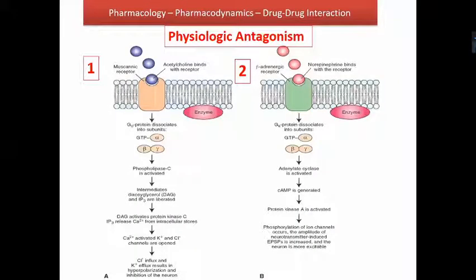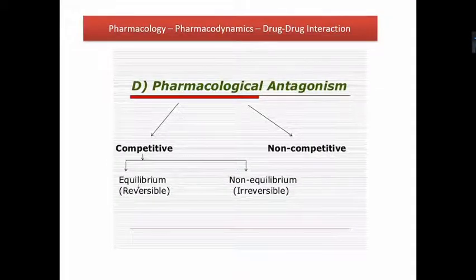So this is another example of physiologic antagonism. I will discuss this more when I discuss the autonomics. Then we have pharmacological antagonism. So we have the competitive and non-competitive.